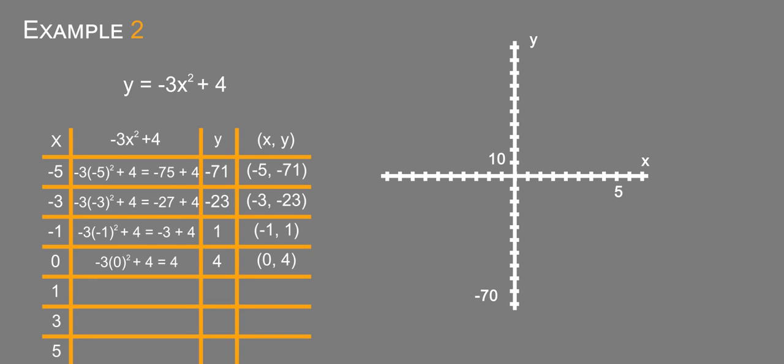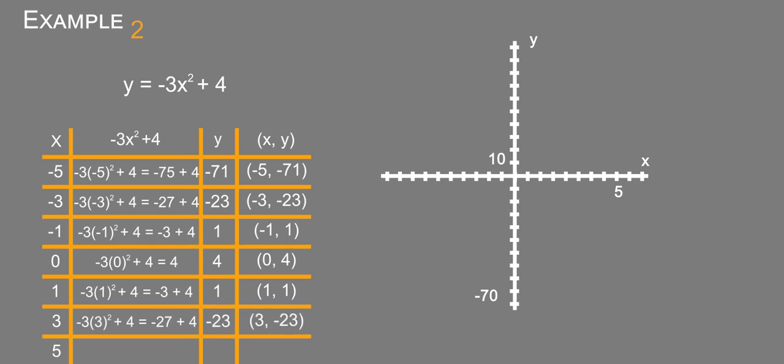At 1, we have negative 3 times 1 squared plus 4, which equals negative 3 plus 4, which equals 1. With 3, since the x value is being squared, we're going to end up with the same on both sides of this equation, the negative side and the positive side. So 3 is going to end up being 3, negative 23. And at 5, we're going to end up with the same thing as negative 5. So 5, negative 71. So now we just plot those points.